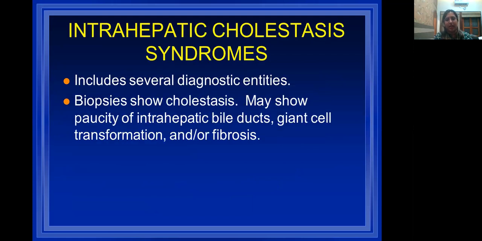And there are certain intrahepatic cholestatic syndromes which we should know. These include several diagnostic entities. Most important is progressive familial intrahepatic cholestasis, PFIC, which is further of 3 types. Then there is Alagille syndrome, Zellweger syndrome, adrenoleukodystrophy, Aagenaes syndrome. Biopsies show cholestasis, which may show paucity of the intrahepatic bile ducts, giant cell transformation, and/or fibrosis.